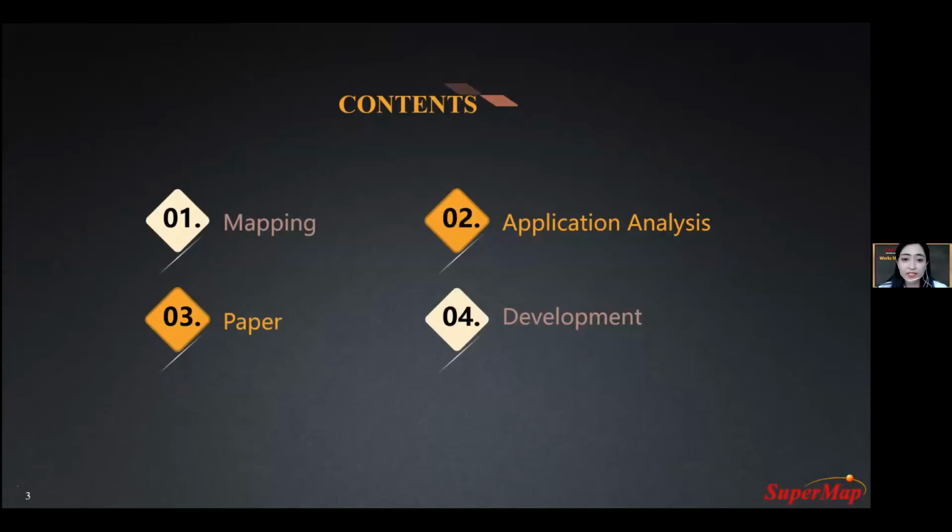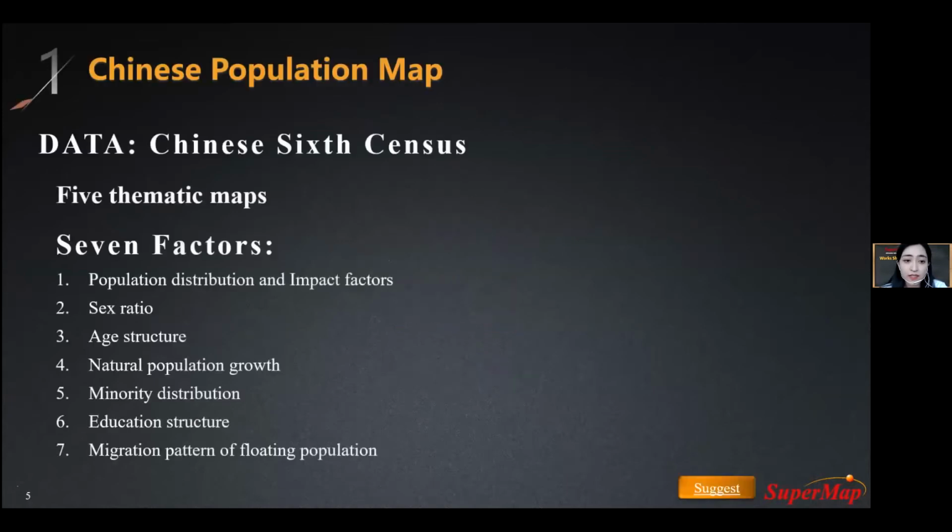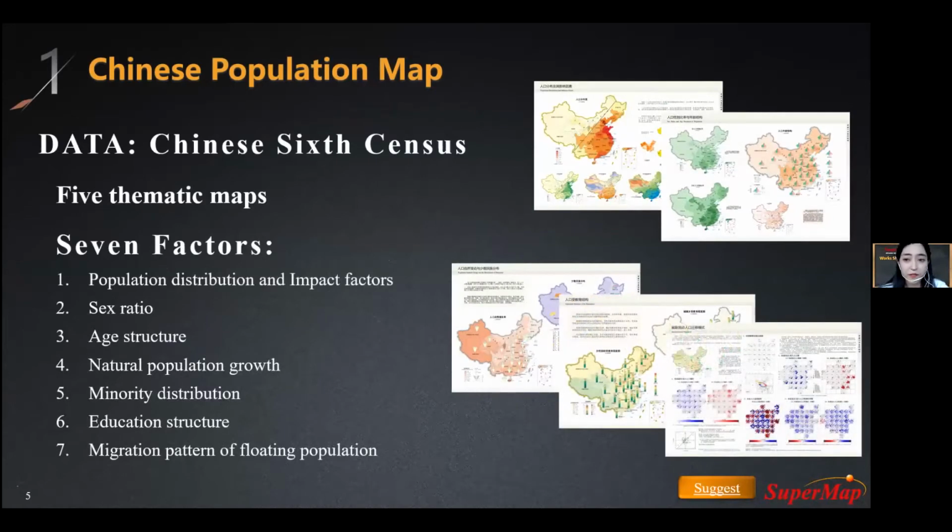This includes the mapping, the application analysis, paper, and development. And the first map is the mapping group. This work focuses on the Chinese population. It uses data from the Chinese 6th census, and it designs and draws 5 thematic maps from 7 factors, including the population distribution and impact factors, sex ratio, age structure, and so on.